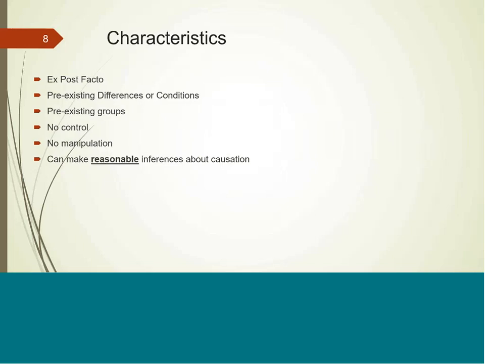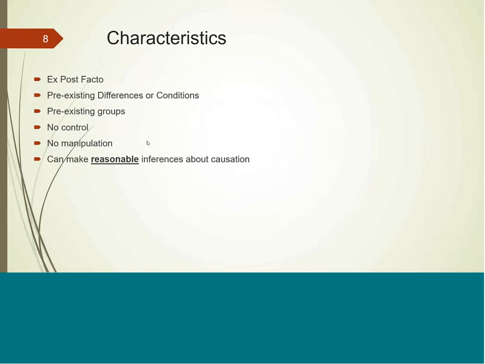Okay, so some of the characteristics: it is an ex post facto type of research. That means after the fact, and it uses secondary data. Pre-existing differences or conditions, and some of these pre-existing conditions are hair color, things that you can't change, gender, another example, college major, political affiliation, disabilities. These are things that can't be changed. These are the type of pre-existing groups you might have.